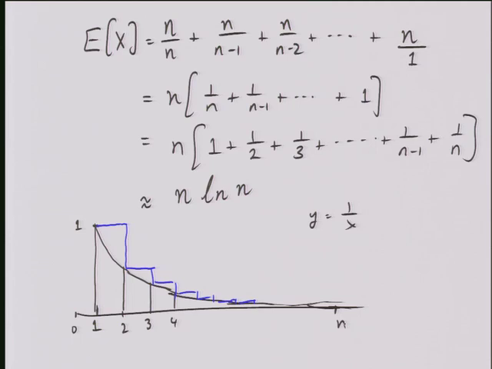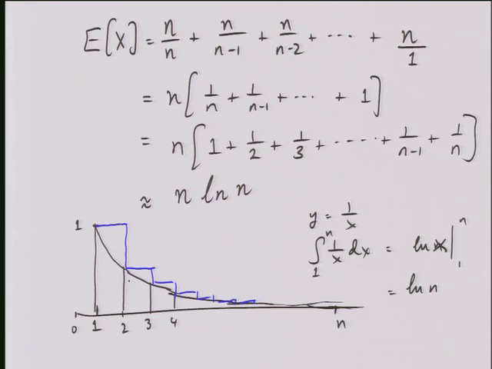So if you integrate 1 over x dx from 1 to n, you get log x to the base e between 1 and n, which is log n minus 0. As you can see, the blue area is just a little bit more than log n. It's log n plus a half or 0.6 or something like that.